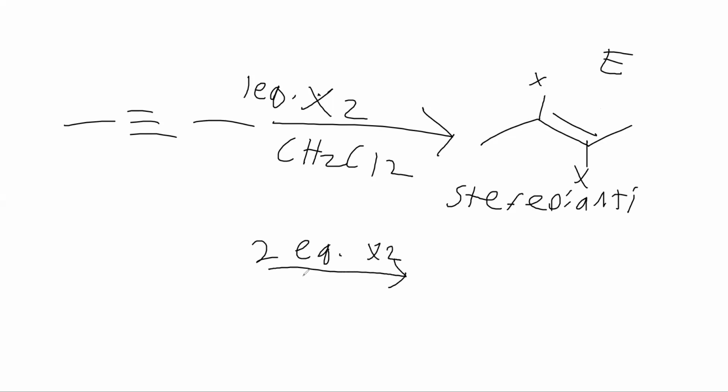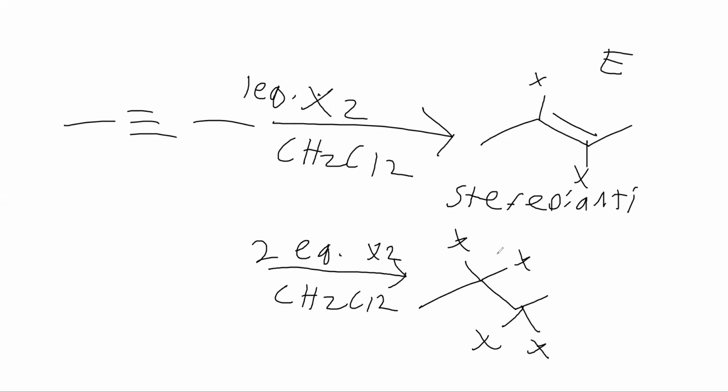If we added two equivalents of X2, then you'd end up with an alkane, and I'm not looking at halogen. I'm not looking at chlorine. So there's no stereochemistry now because this isn't chiral and this isn't chiral, so it doesn't really matter. So there's just two X's on both of the carbons. So like looking at the number of equivalents you're asked to use is important to determine if you're drawing this alkene or the alkane. That's a pattern that'll come up with the other reactions.